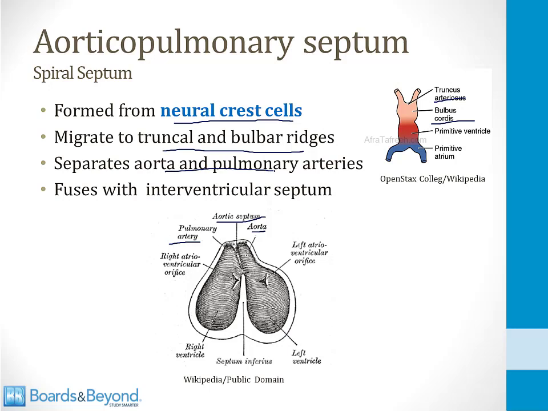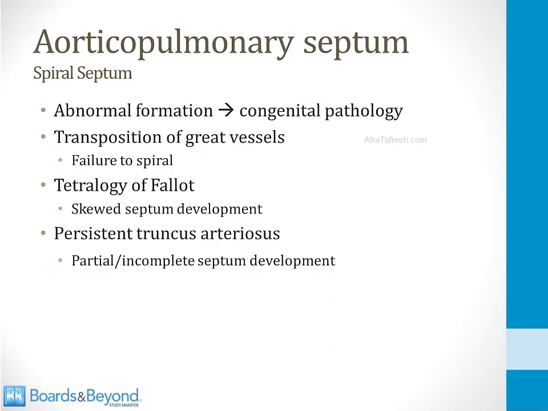And as I described earlier, it fuses with the interventricular septum to help form the membranous ventricular septum. If this septum does not form normally, that can lead to a number of congenital heart defects. Transposition of the great vessels can be caused if this septum fails to spiral normally. Tetralogy of Fallot can be caused if this septum is formed in a skewed manner.